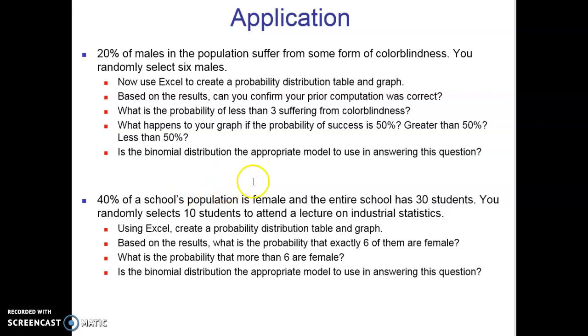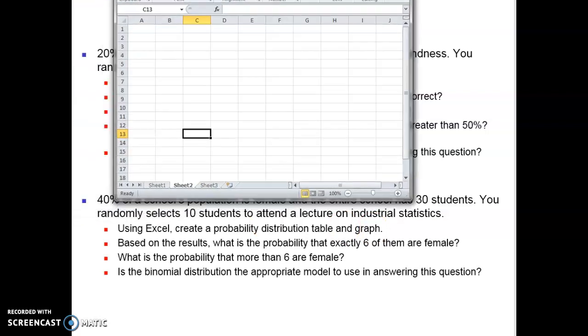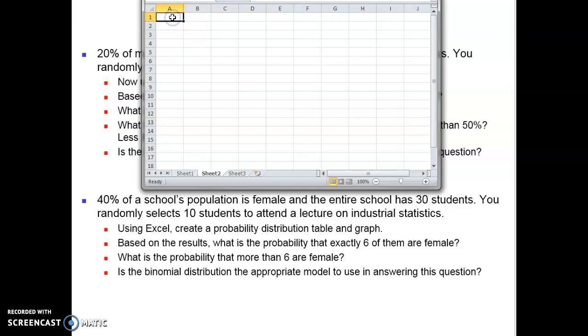It says 40% of a school's population is female and the entire school has 30 students. You randomly select 10 students to attend a lecture on industrial statistics. Using Excel, create a probability distribution table and graph. So very similar to what we did in the first example. We're going to create in our column here the possible outcomes. And since we selected 10 students, there could be 0, 1, 2, 3, all the way up to 10 females selected. So that's our first column, 0 to 10.